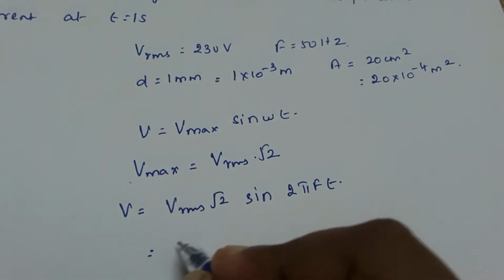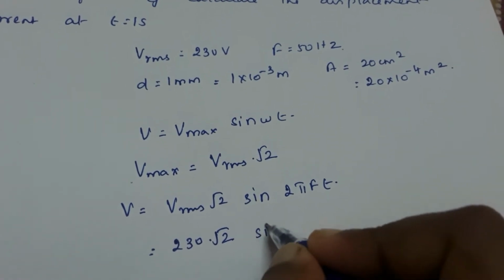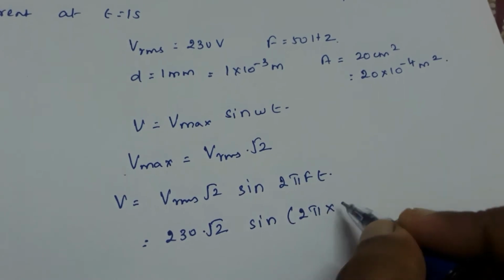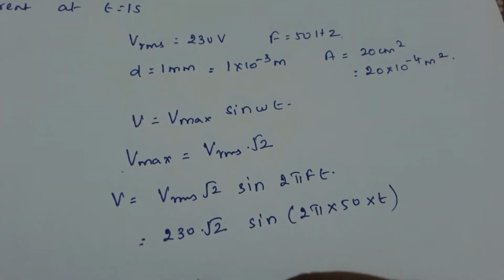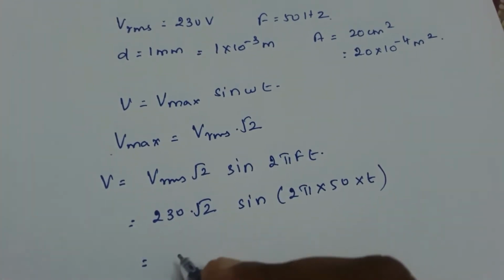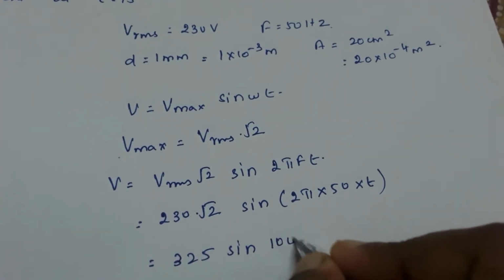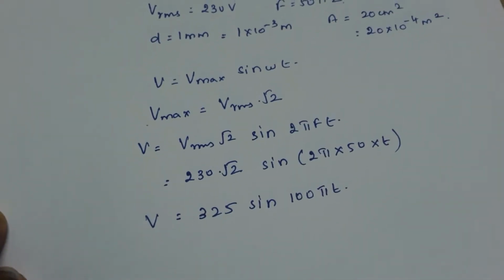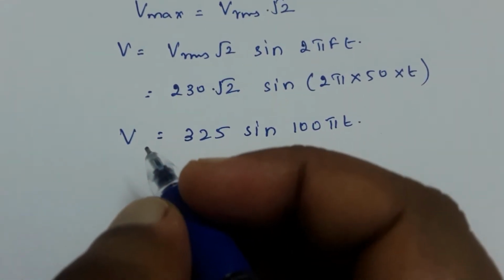Here V RMS is 230, so 230 into root 2 sine 2 pi, frequency is 50, into time t. So this can be written as 230 into root 2 is 325 sine 100 pi t. This is your V value. You have got it. Now we have to find out the displacement current.